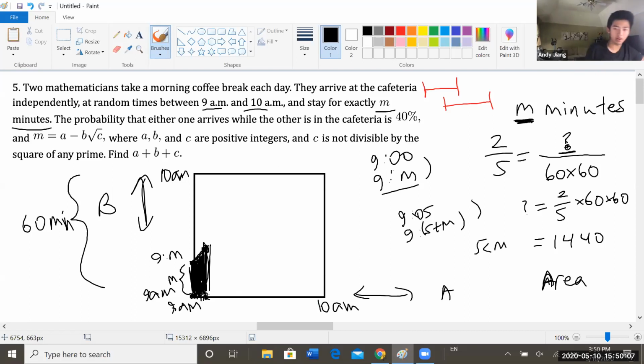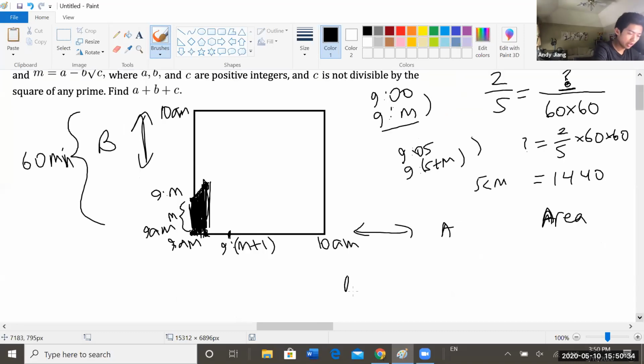First off, because that wouldn't make sense symmetrical-wise. The second, because when I reach 9M, so I'm at the time 9M. Let's say person A arrives at 9M, and then when can person B arrive? Well, let me do 9M plus 1. Okay, so person A arrives at 9M plus 1, and then they stay for M minutes. So they leave at 2M plus 1.